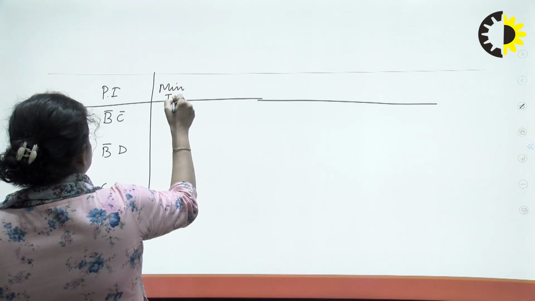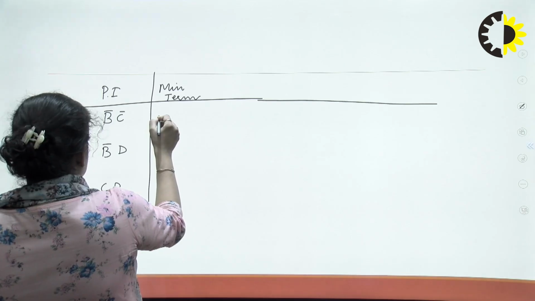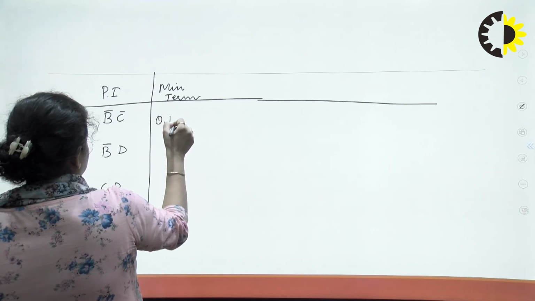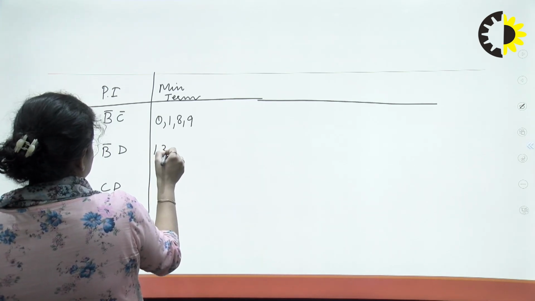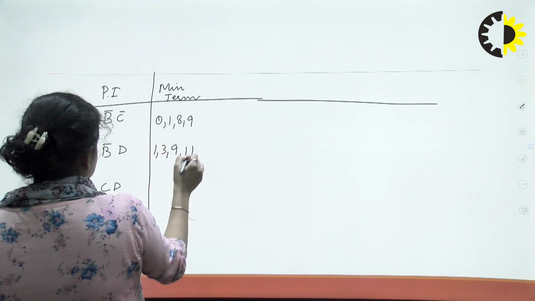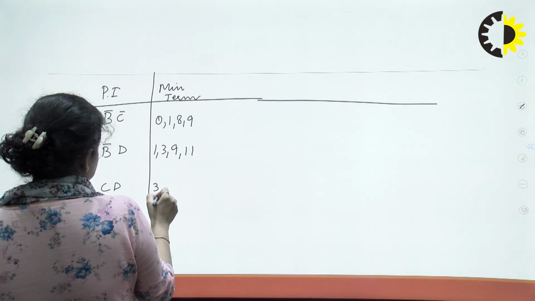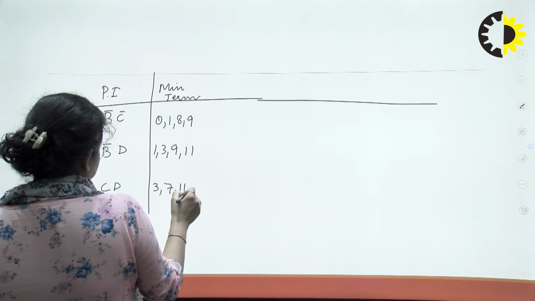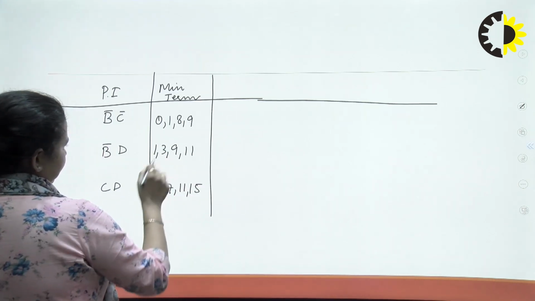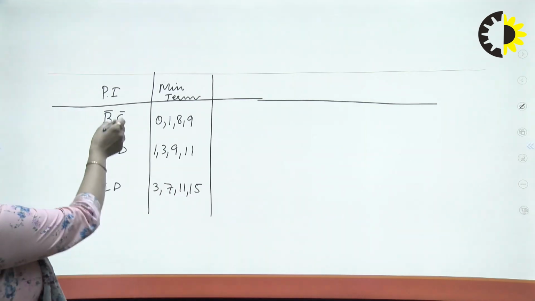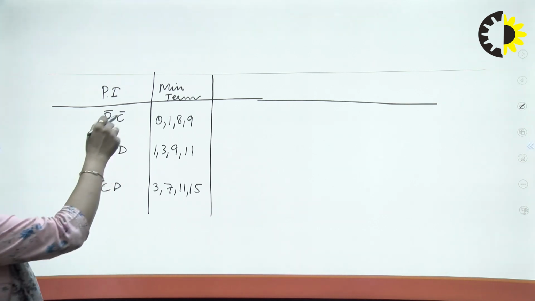Here you write the min-terms. The min-terms contributing to the first PI are 0, 1, 8, 9. For the second you are writing 1, 3, 9, 11. For C dash you are writing 3, 7, 11, 15. Right? So these are the final min-terms that have contributed to these PIs, so that I have written.